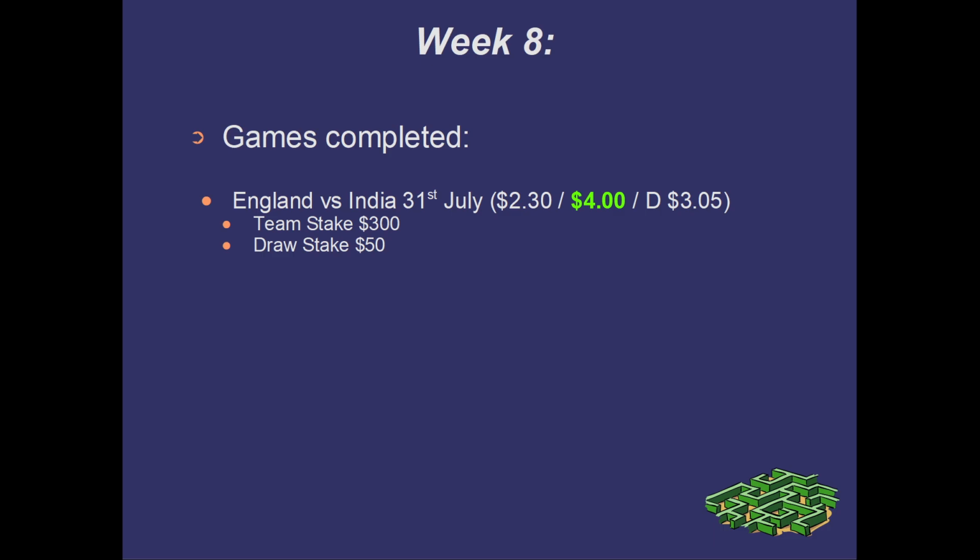And luckily for us, India came out and won that game in a very tight game, a very exciting finish. We ended up profiting over $900, basically $300 at the $4 odds gave us $1,200 minus the $300 we had on England, and we made a little bit on the lay of the draw as well. Not a lot, but a few dollars there as well.